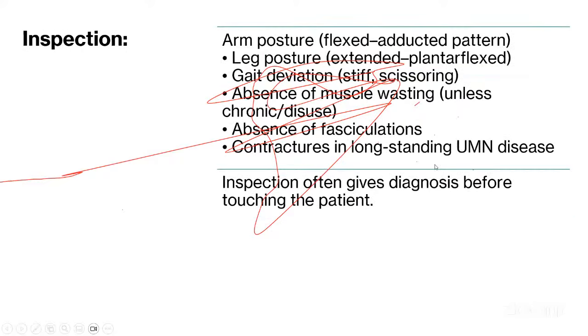For the inspection, we have to observe the arm posture. If it's a UMN lesion, the arm will be in a flexed and adducted pattern, and the leg posture will be extended and plantar flexed. Gait will be stiff; I'll tell this later. Unless it is chronic or from disuse, we may not observe much muscle wasting, and there will not be any fasciculation seen. In long-standing patients, we may see contractures. Inspection often gives the diagnosis. We have to see without touching the patient.